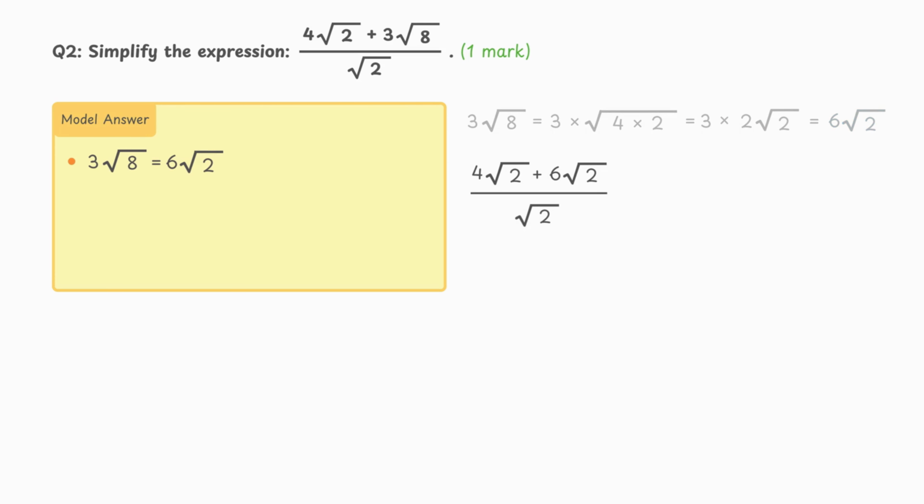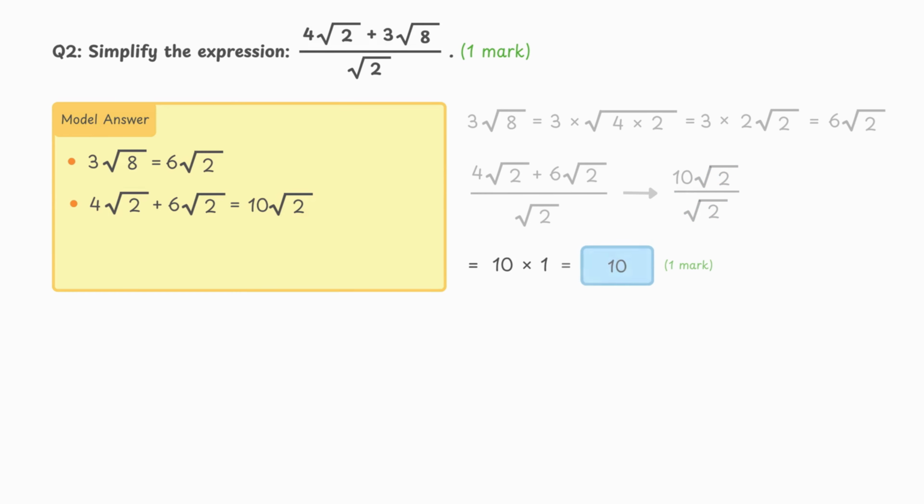Next, step 3. Collect the like terms in the numerator. Both terms contain the square root of 2, so they are like terms. 4 plus 6 equals 10, so the numerator becomes 10 root 2. Now the expression becomes 10 root 2 divided by root 2. The square root of 2 divided by the square root of 2 equals 1. So we are left with 10 times 1, and 10 times 1 equals 10. So the simplified expression is 10.